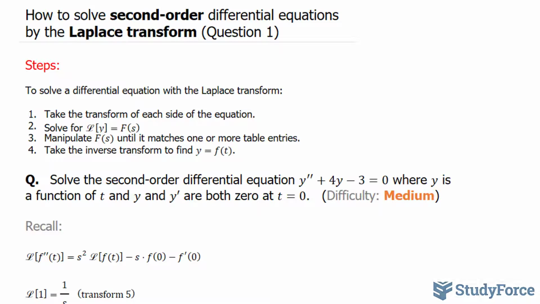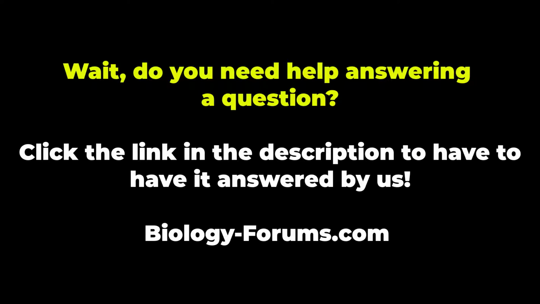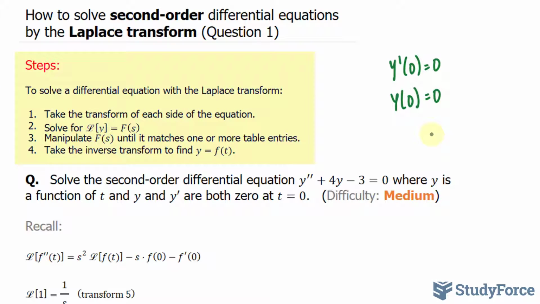So let's write that down. Y prime at 0 is equal to 0, and y at 0 is equal to 0. To do this question, I'll be following these 4 steps, and I've given this question a difficulty rating of medium relative to what you'll see in question number 2, where we have to combine algebraic manipulation in order to actually come up with the answer.